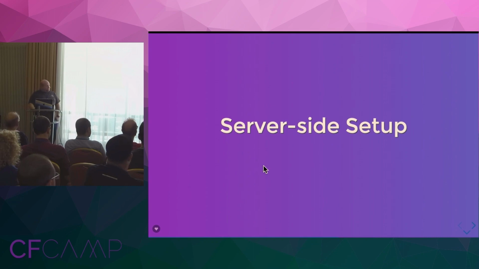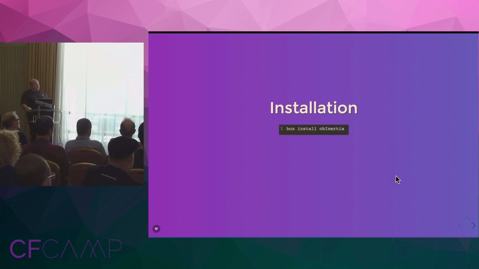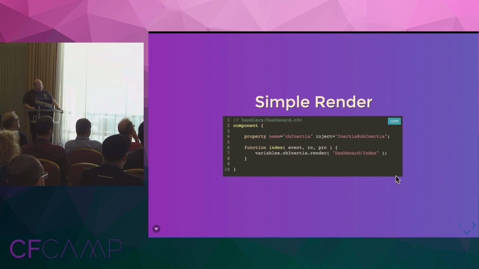The server-side setup is not quite as complex. CBInertia is a ColdBox module that's going to do all the heavy lifting for you. It is very possible to use this without ColdBox, though you'd have to be making some AJAX requests yourself and things like that. Much easier just to install this and get going. Okay, let's talk about what it looks like to use it. This is where familiarity with ColdBox handlers, ColdBox routing is going to help. I'll bring you up to speed as fast as we can if you're not familiar with it.